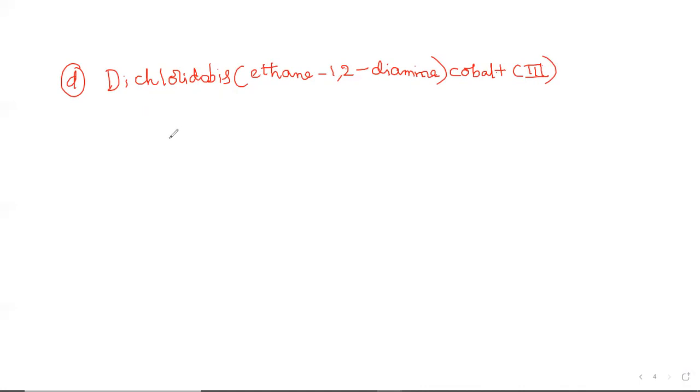From this, we are very clear that dichlorido indicates there are 2 chlorine atoms along with the central metal cobalt. Bis means there are 2 ethane 1,2-diamine ligands, and as the shortcut for ethane 1,2-diamine is en, we can write this complex as Co, 2 chlorines, en 2 times. So this is the entire coordination complex.